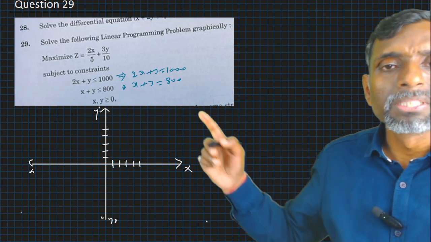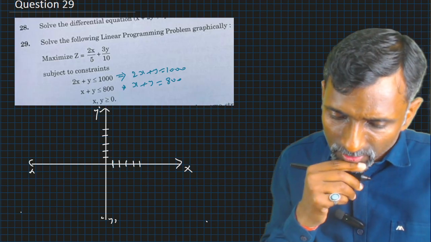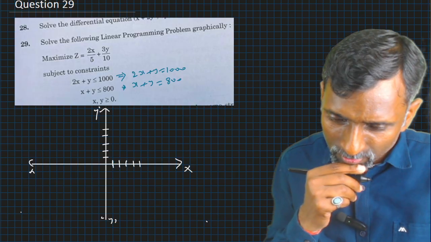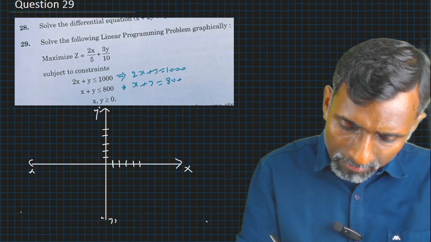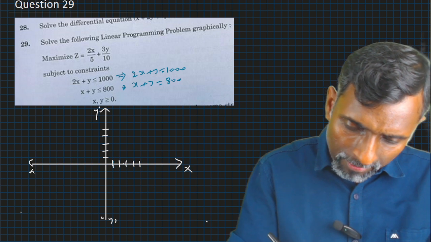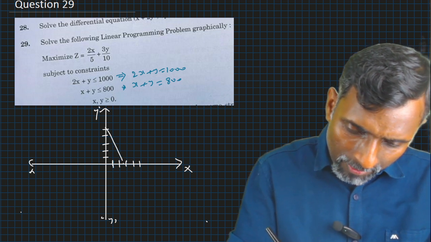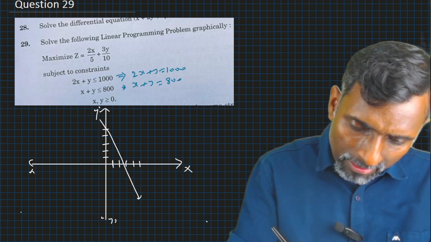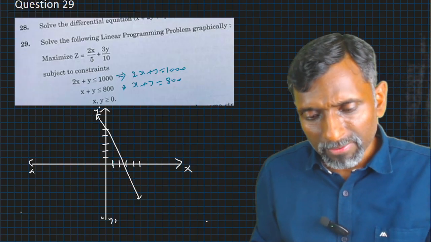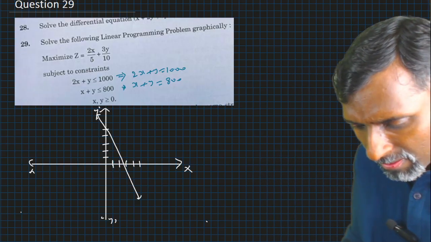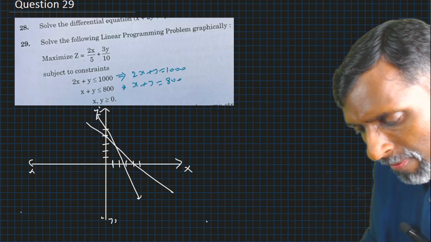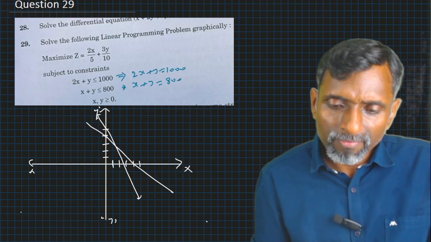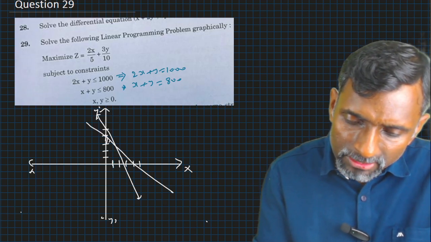So in the first case, the point of intersection: y is equal to 1000 and x is equal to 500. So I'm making the approximate line. You can make the exact line with a scale. And the second line, 800, 800. In both cases we have less than, so this is the feasible region.